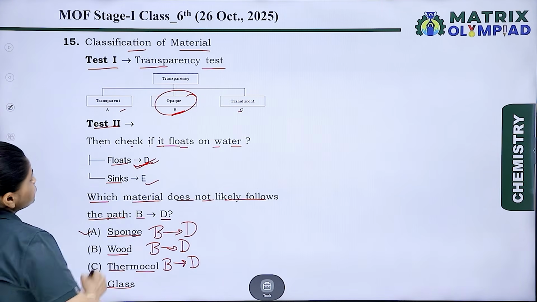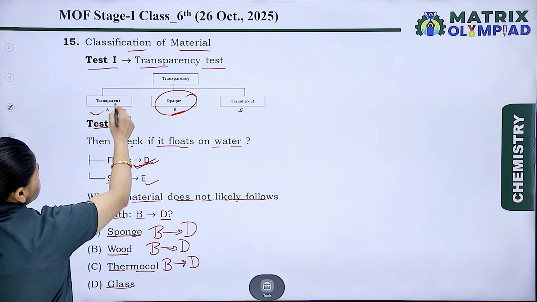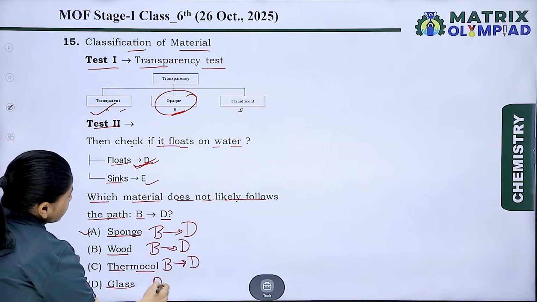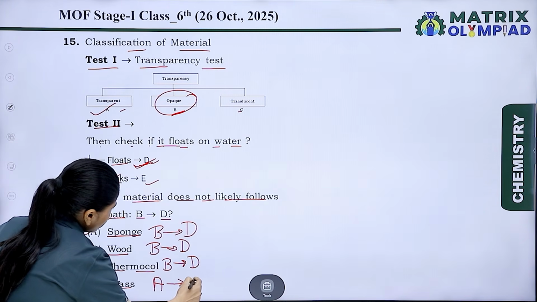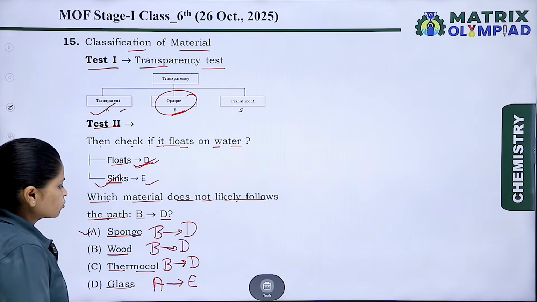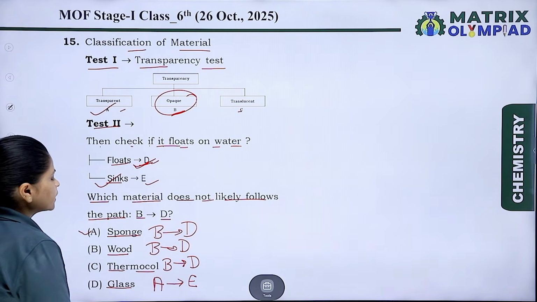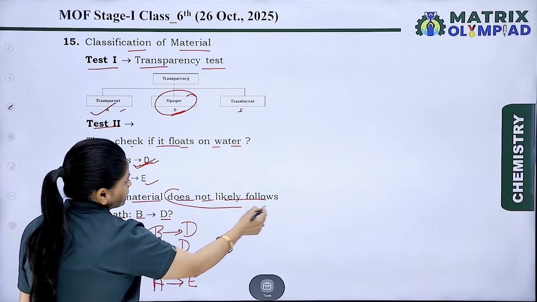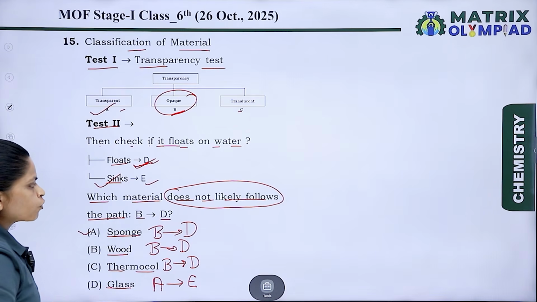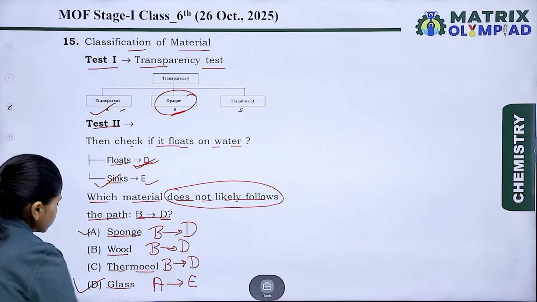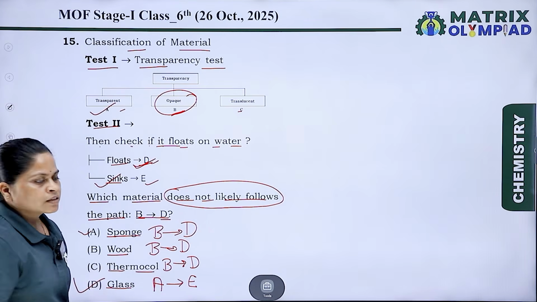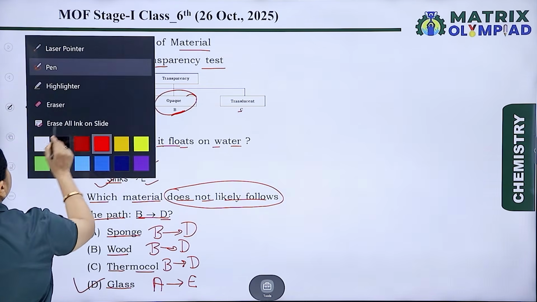Glass, let's check. Glass is transparent and can sink in water, so it follows the path A to E. And we have to choose the one that does not likely follow the path B to D, and the correct answer is option D. Now take the next question.